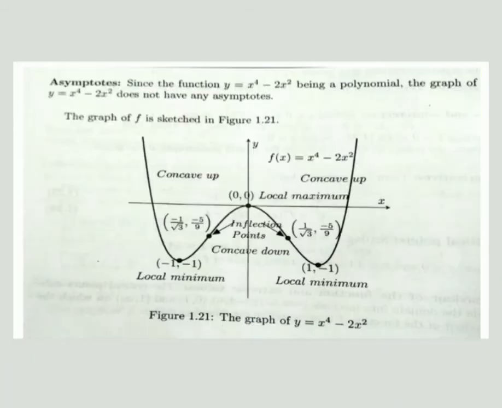Let us move to the asymptotes now. Since this is a polynomial, we can say that it does not have any asymptotes. Let us see the graph now.